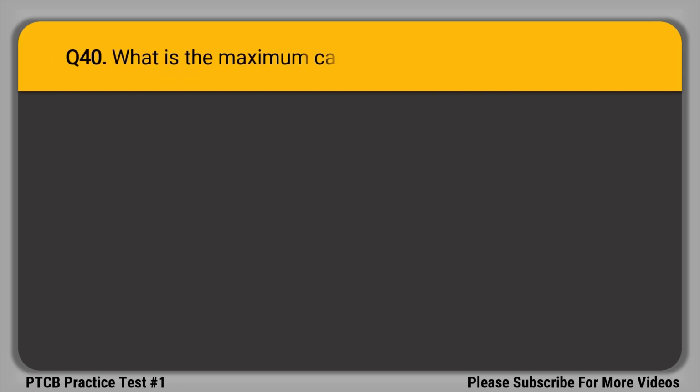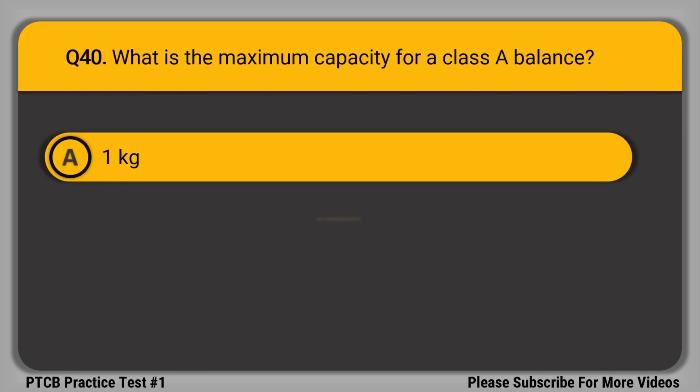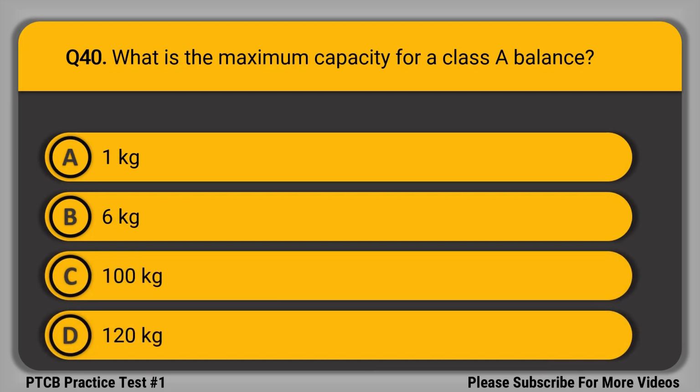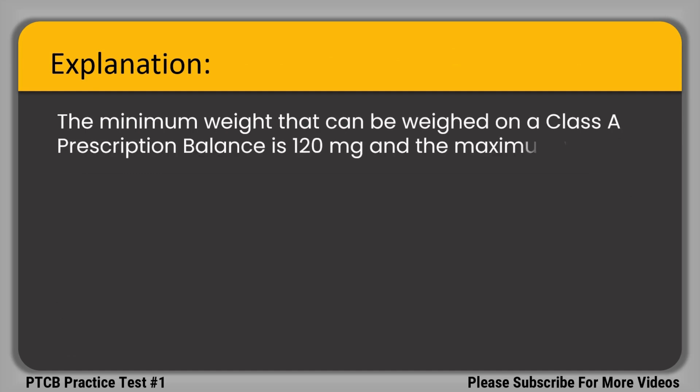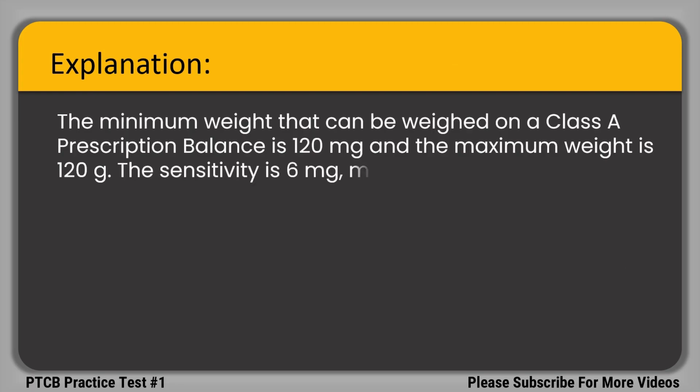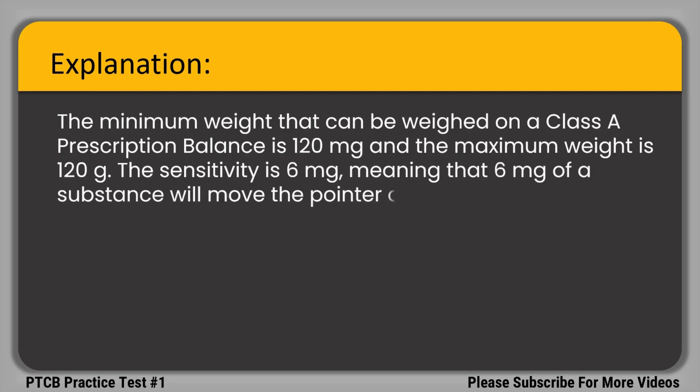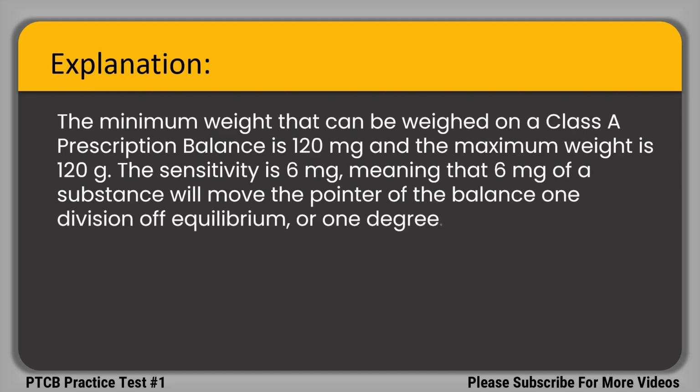Question 40. What is the maximum capacity for a Class A balance? A. 1 kilogram. B. 6 kilograms. C. 100 kilograms. Or D. 120 kilograms. D. 120 kilograms. The minimum weight that can be weighed on a Class A prescription balance is 120 milligrams, and the maximum weight is 120 grams. The sensitivity is 6 milligrams, meaning that 6 milligrams of a substance will move the pointer of the balance 1 division off equilibrium, or 1 degree.